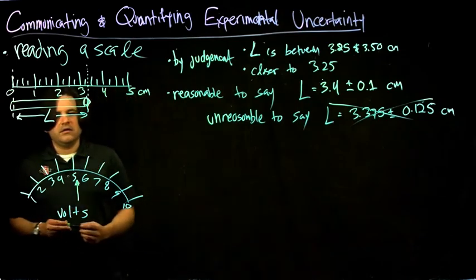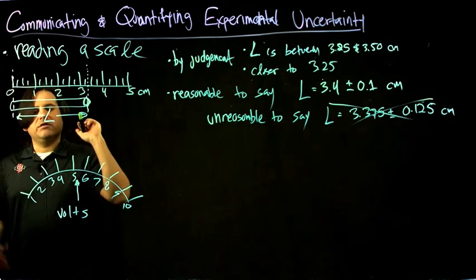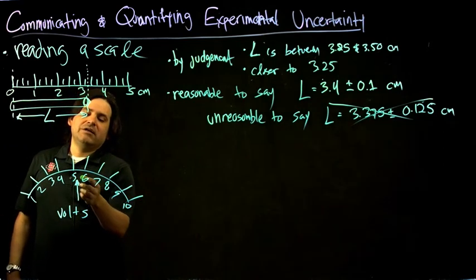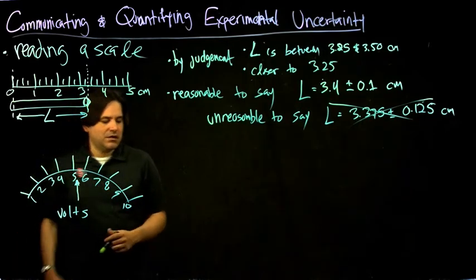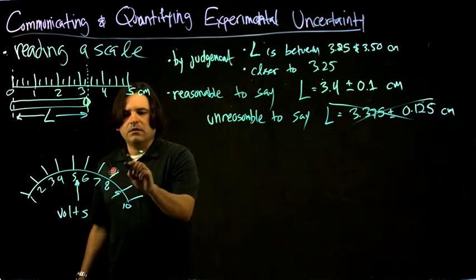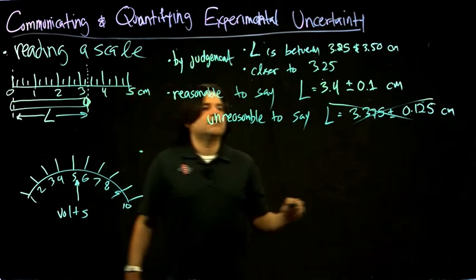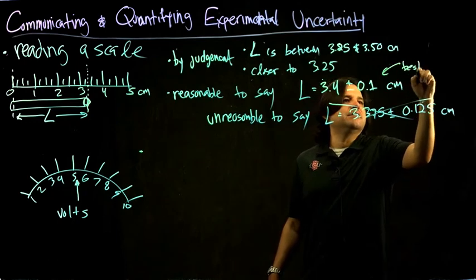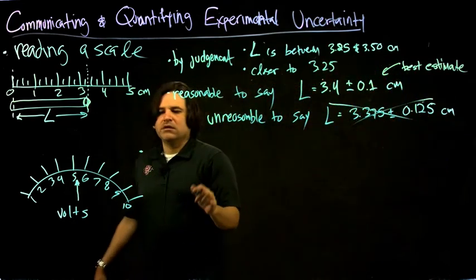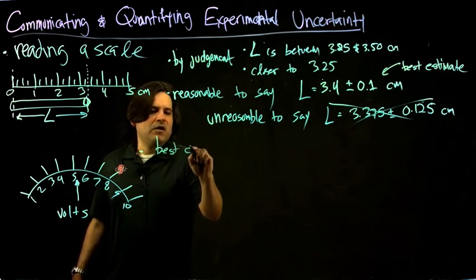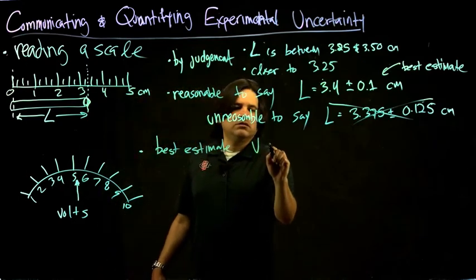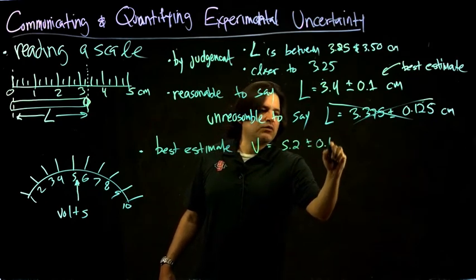So this is a case where you have to apply the same logic, where your indicator scale is not that fine, but we can clearly see that this is closer to 5 than it is to 6. So in this case, our best estimate, so this would be an example of our best estimate. It's a measurement. It's not perfect. It's best because we're acknowledging the limitations of our tool. Here we can say the best estimate of our volt reading is that the voltage equals 5.2 plus or minus 0.1 volts.